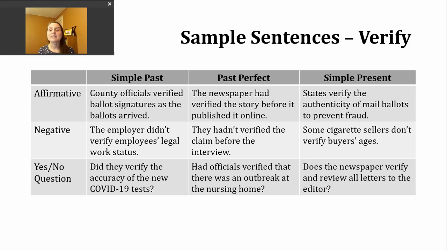Now let's look at making a negative sentence in the simple present. To do this, we're going to use do not and the base verb, or don't and the base verb, or does not or doesn't and the base verb. Again, that'll depend on our subject. Here is another example sentence. Some cigarette sellers don't verify buyers' ages.